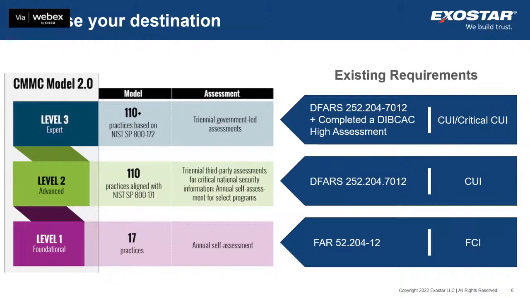And the last category, level 3, right? This is that expert level where you've got controlled unclassified information that is actually classified as critical controlled unclassified information. These will include additional controls above and beyond that 800-171, and instead you'll be governed under 800-172. These are additional controls that you need to have in place above and beyond just that mid-level of 800-171.